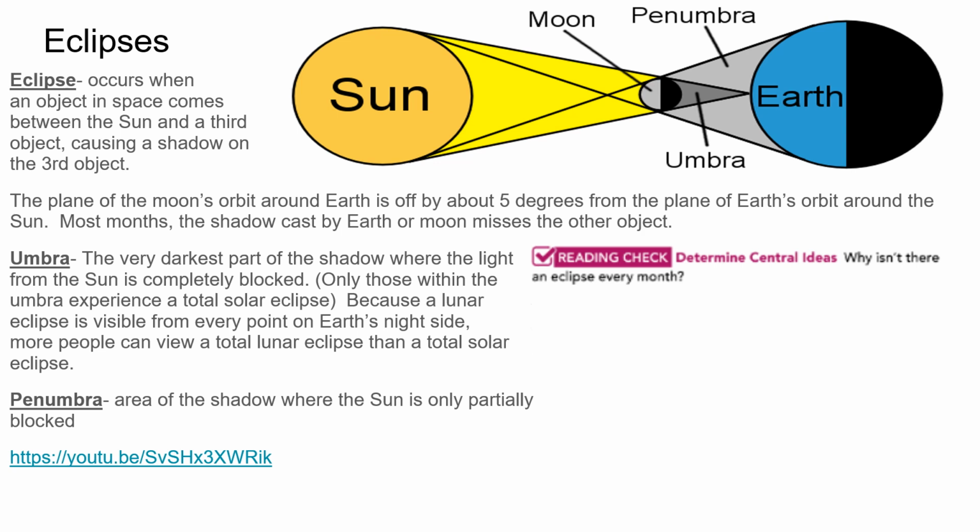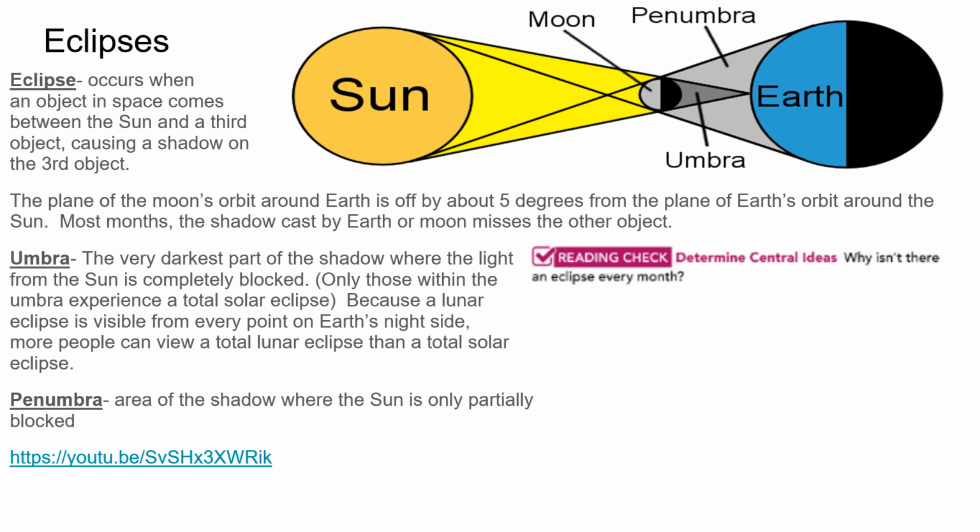Eclipses. An eclipse occurs when an object in space comes between the sun and a third object, causing a shadow on the third object. The plane of the moon's orbit around Earth is off by about 5 degrees from the plane of Earth's orbit around the sun. Most months, the shadow cast by Earth or moon misses the other object.